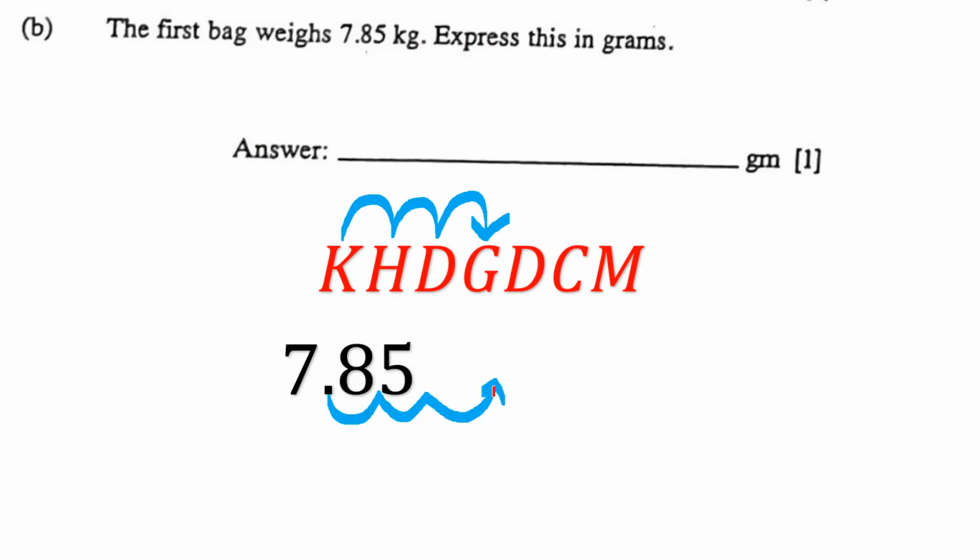And so that's where our decimal place is going to be, right here. And we put the 0 here as a placeholder. And so that means that 7.85 kilograms is actually 7,850 grams, basically multiplying by 1,000. Okay, let's move on to the next question.